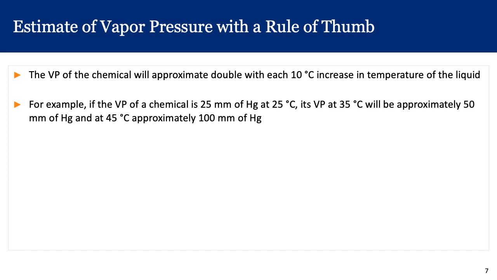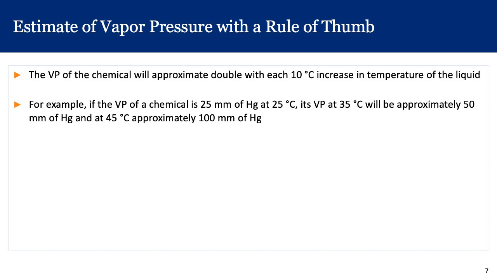How do we use a rule of thumb instead of these more involved equations? The rule of thumb is this: the vapor pressure of the chemical will approximately double with each 10 degree centigrade increase in the temperature of the liquid. So for example, if the vapor pressure of a chemical is 25 millimeters of mercury at 25 degrees centigrade, its vapor pressure at 35 degrees will be roughly 50 millimeters of mercury. And at 45 degrees will be roughly 100 millimeters of mercury. As you can see, this is a very easy to use rule.